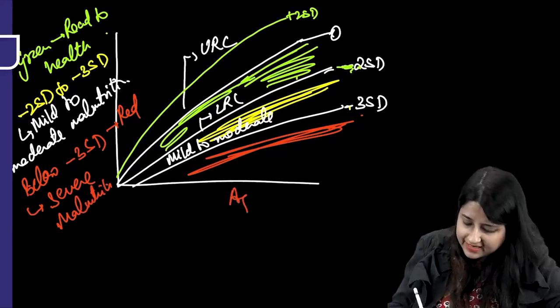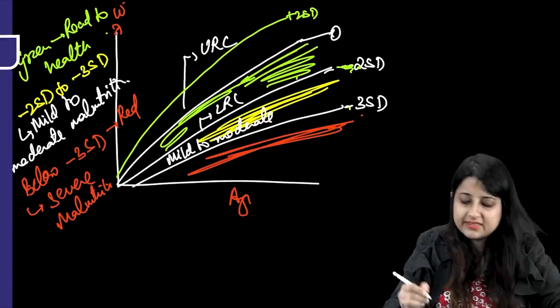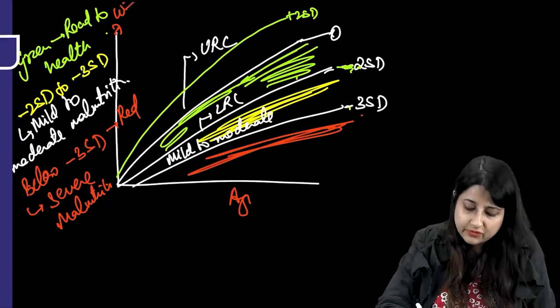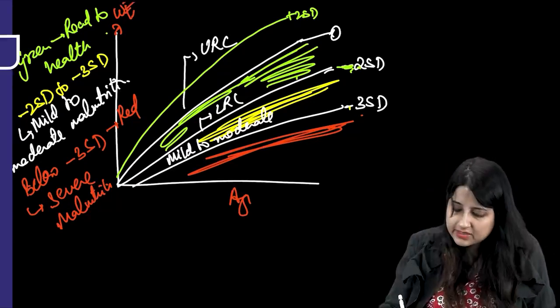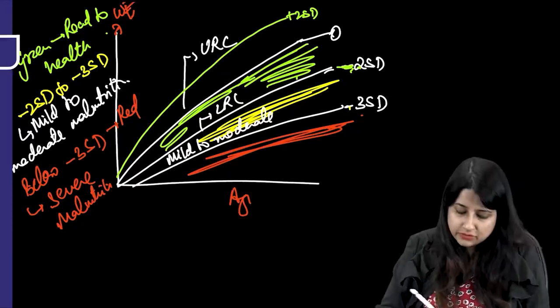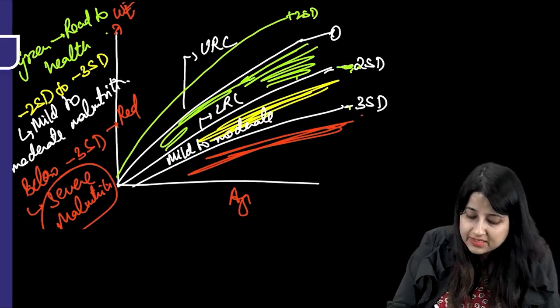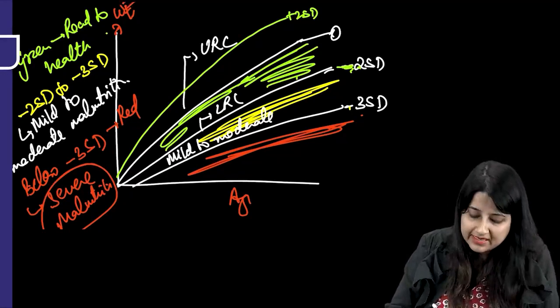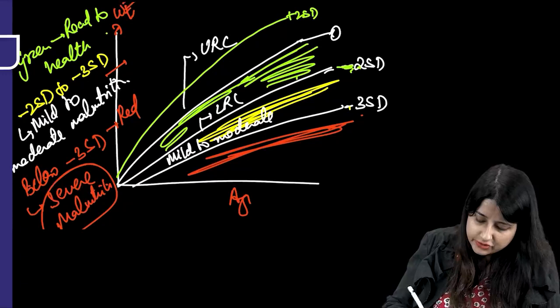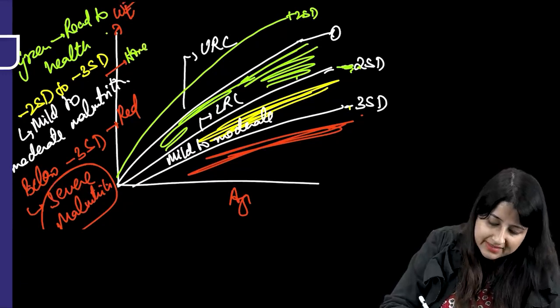Here again you have age, here again you have weight. Always remember, growth charts we are plotting weight for age. Okay, so this one over here below -3 SD is which zone? Severe malnutrition. Alright, so if somebody is in the green zone, you don't have to worry. Mild to moderate malnutrition, we can rely on home management.